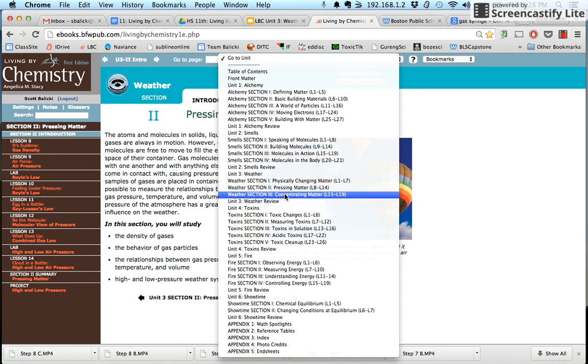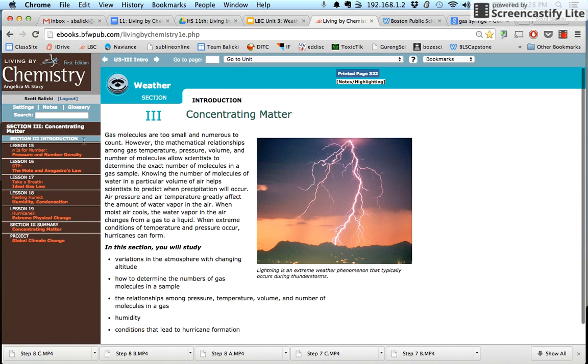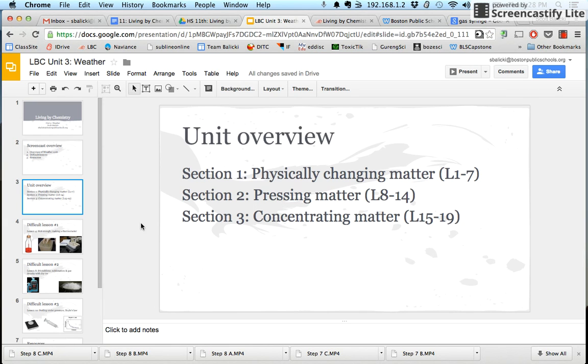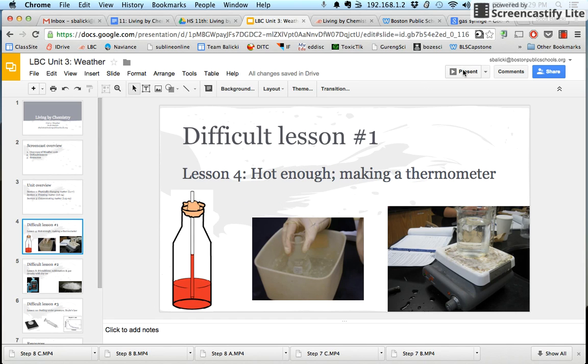When we look at Section 3, there are a couple of lessons where students are introduced to the n in the ideal gas law and learning about numbers of particles in Lessons 15 and 16. In Lesson 17, they learn about the volume of air in their breath, a practical application of the ideal gas law. In Lesson 18, students use a wet bulb and dry bulb thermometer in order to calculate the relative humidity. And in Lesson 19, students learn about hurricanes. So, difficult lesson number 1.